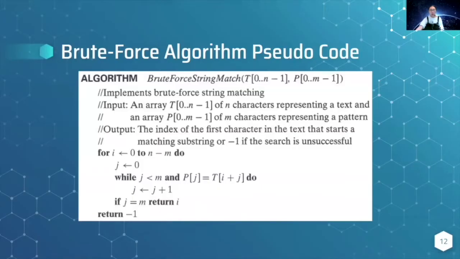We know how the brute force algorithm works. Then we can write procedural code for it. It's very simple. Basically, just two loops. One loop iterates over the characters in the text, and another loop iterates over the characters in the pattern. If we find a match, then we return the index. If not, we return -1.